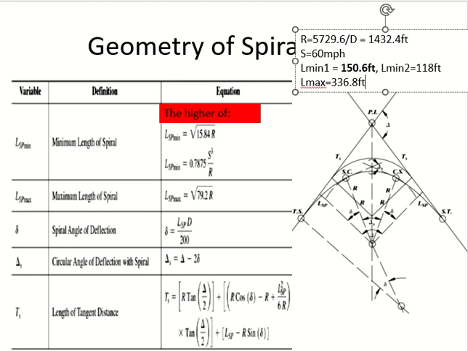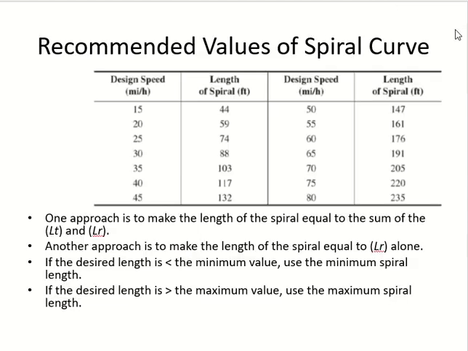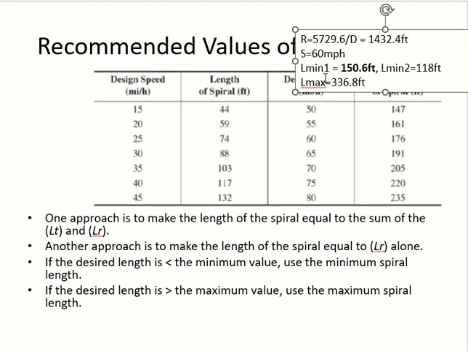Okay, so I will go for the recommendations they have given. The first recommendation was, look at the table. My speed is 60 miles per hour. For a speed of 60 miles per hour, the length is 176. Is it acceptable according to the range? Yes, it's between the two values we have. The other recommendation was that it can be only equal to LR, or it can be equal to LR plus LT. So one recommendation is 176.